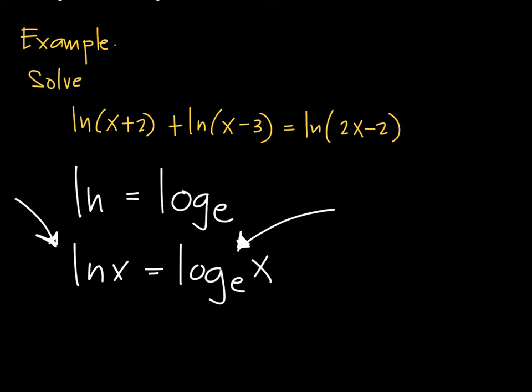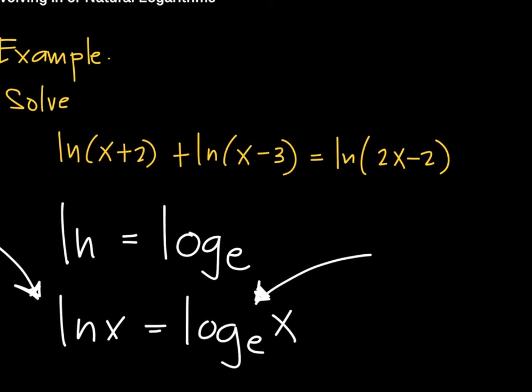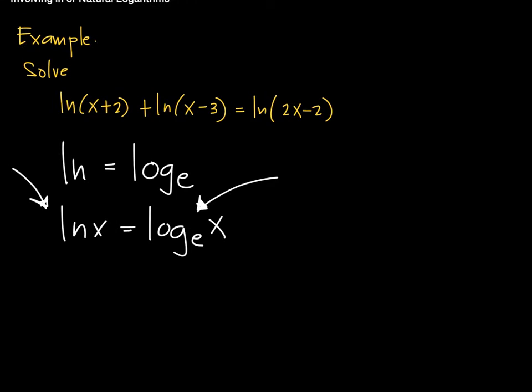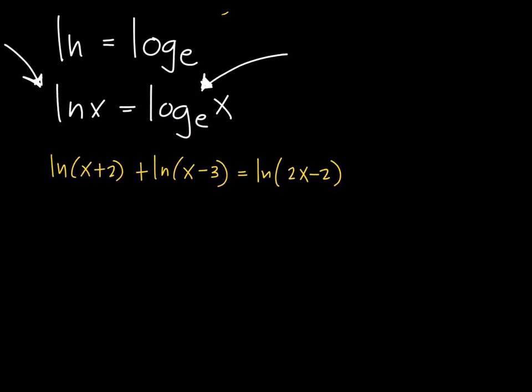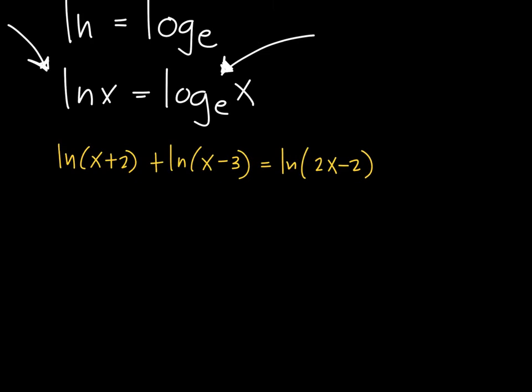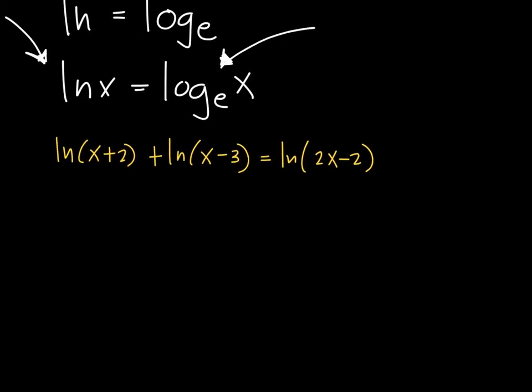Okay, so in this example, we want to solve a logarithmic equation involving natural logarithms. It says ln of x plus 2 plus ln of x minus 3 is equal to ln of 2x minus 2. Solving means find the value of x. So when we solve for this, let's copy. ln of x plus 2 plus ln of x minus 3 equals ln of 2x minus 2.